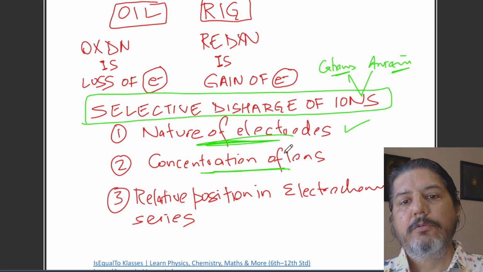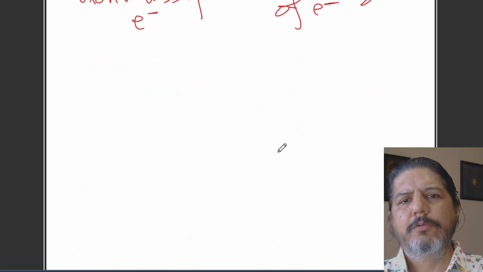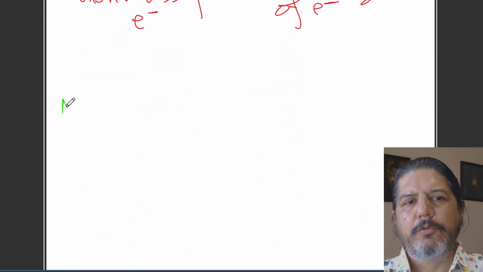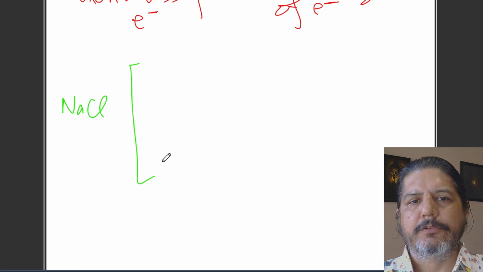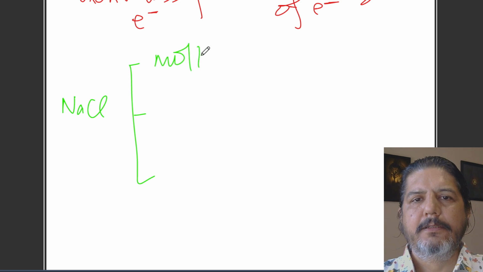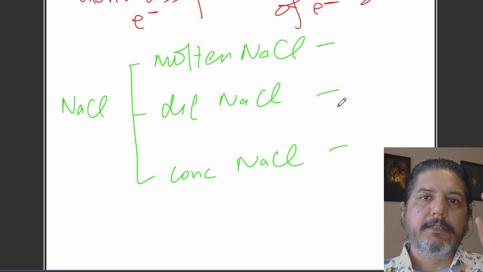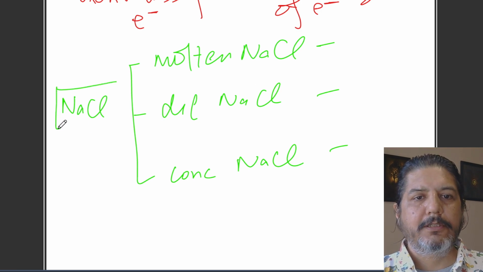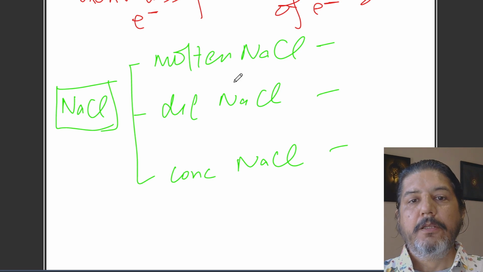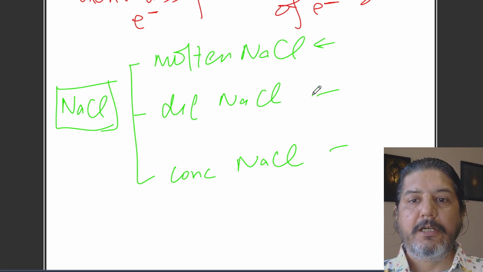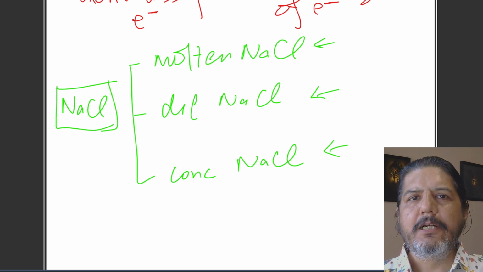So for example, I'll give you a small example. For sodium chloride, you can have three conditions. You can have molten NaCl, you can have dilute NaCl, you can have concentrated NaCl. Now, these are three types of electrolysis that are possible with a single compound. So the kind of discharge which will take place at the electrode would be different. So that is why I'm saying.